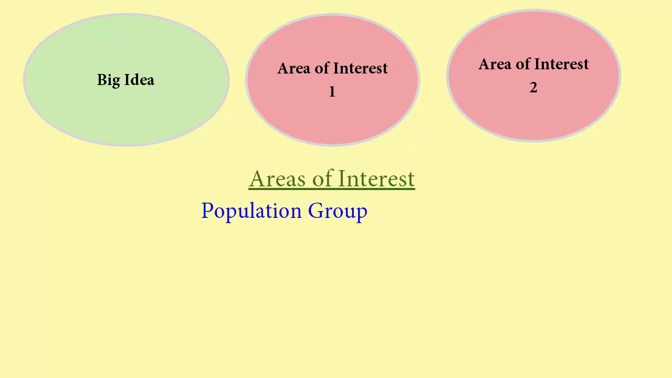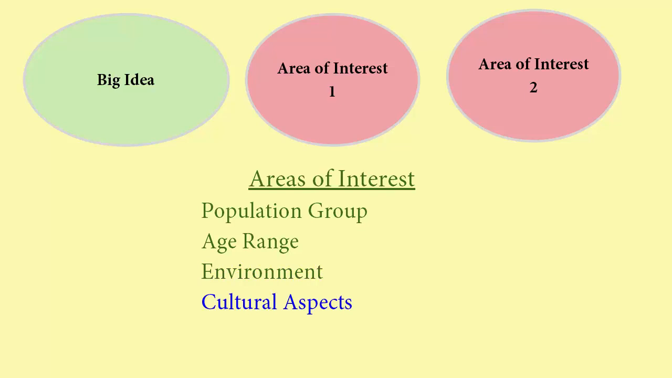For example, teachers or children with dyslexia, age range, maybe preschoolers or senior citizens, environment, suburban, rural, urban, or something more granular. Cultural aspects, if you wanted to compare different countries or regions. Time range, if you are interested in the history of a topic.